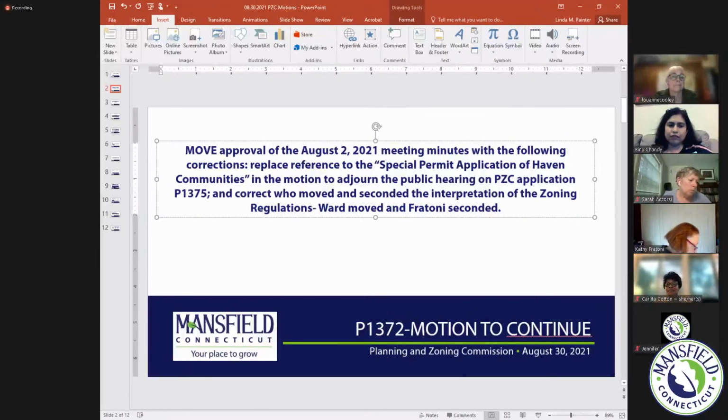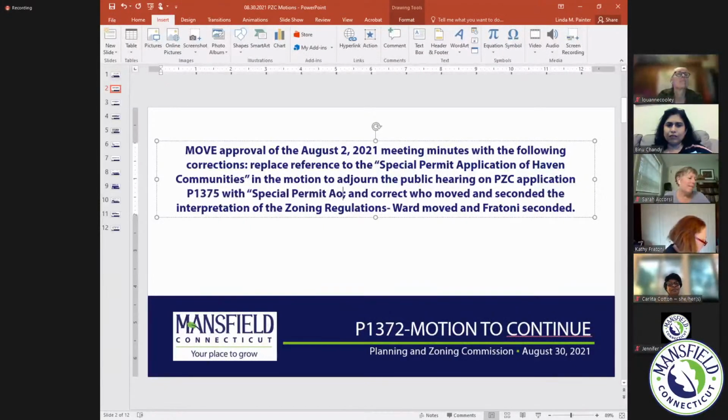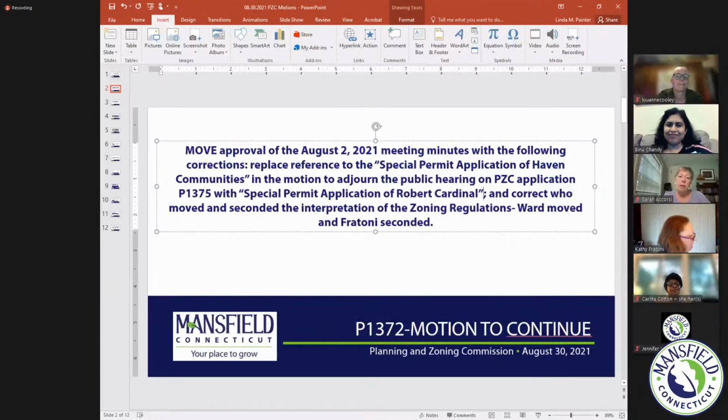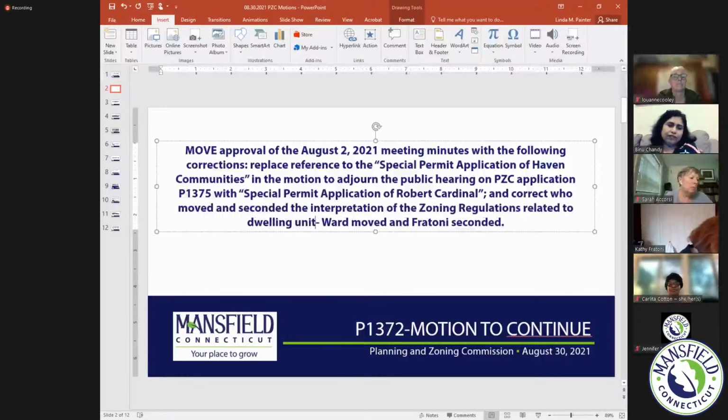I'll be happy to move approval of the August 2nd, 2021 meeting minutes with the following corrections. Replace reference to the special permit application of Haven Communities in the motion to adjourn the public hearing on PZC application P1375 with special permit application of Robert Cardinal. Yes, I was getting to that. And correct who moved and seconded the interpretation of zoning regulations related to dwelling units. Ward moved and Bertoni seconded. Lance seconds it. Okay, very good.